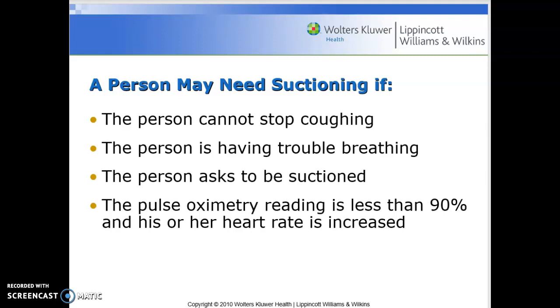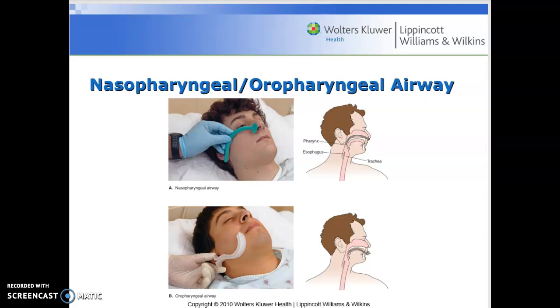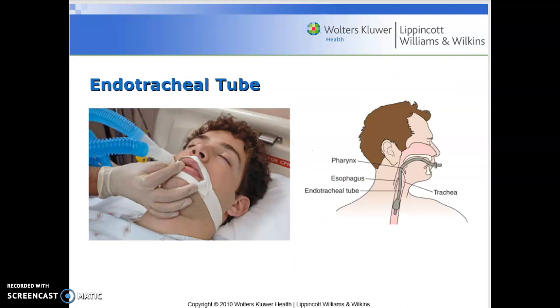We may suction a person if they can't stop coughing, if they're having trouble breathing, if they ask to be suctioned. We may have to suction if they have a pulse ox less than 90 or their heart rate is increased, because that could mean that they're not getting any oxygen. This is a nasopharyngeal or an oropharyngeal airway. The nasopharyngeal looks like this. It goes down, it passes through the nose, and it gets that open where air can pass through in and out. And the same with the oropharyngeal, it goes through the mouth and it opens that airway in that manner.